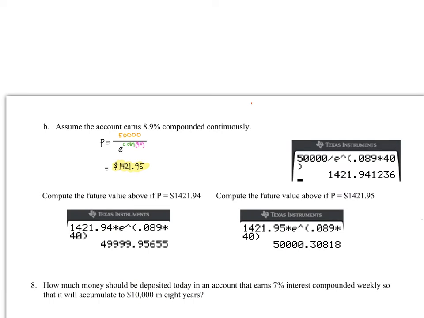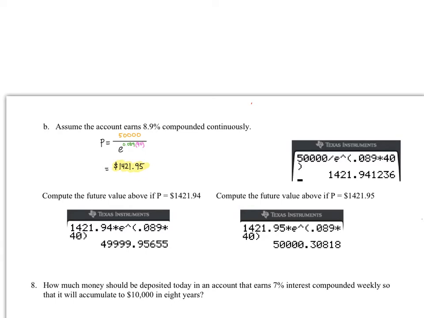Let's take that same example, but now we're going to compound continuously. So with the rate of 8.9%, we want $50,000 in the account after 40 years, and now we're using the continuous compounding formula where our future value is equal to P times E raised to the rate times time. We're going to have to round up, because if we were to round down to 94 cents, we're not quite at $50,000 in the account after 40 years, but if we round up to 95 cents, we will have that $50,000. So make sure you are rounding up no matter what that third decimal is telling you to do. We always round up.